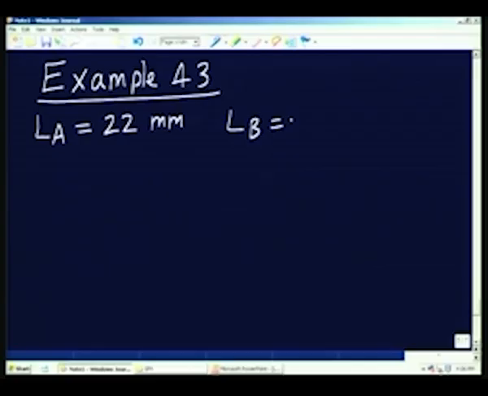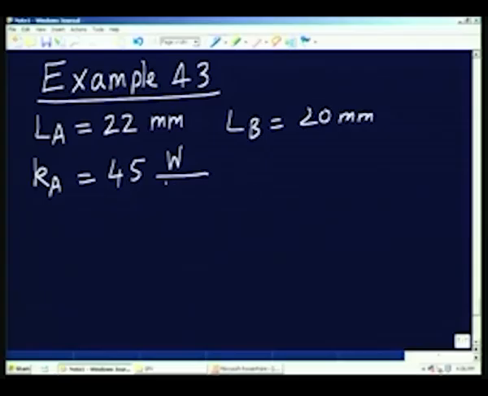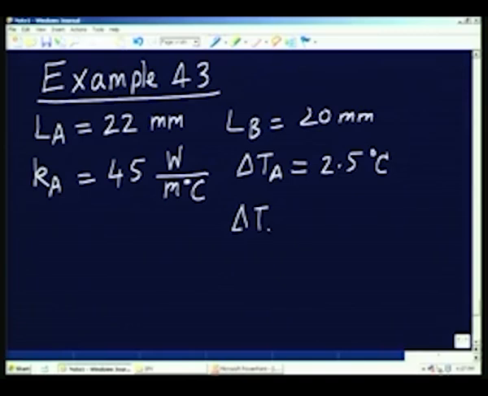Lb is 20 millimeters. Then we have Ka, which is 45 watts per meter degree Celsius. Delta Ta is measured as 2.5 degrees Celsius or Kelvin, it does not matter, temperature difference is the same. When you represent a temperature difference, it can be either Kelvin or degree Celsius. And we also have measured delta Tb for the second material as 7.3 Kelvin or degree Celsius.